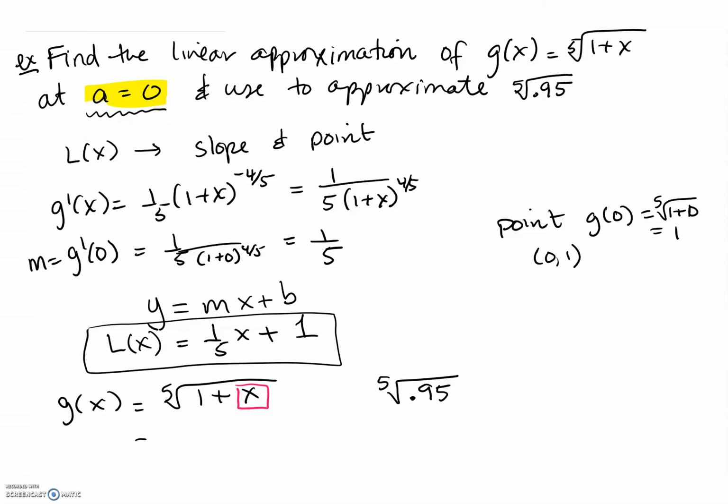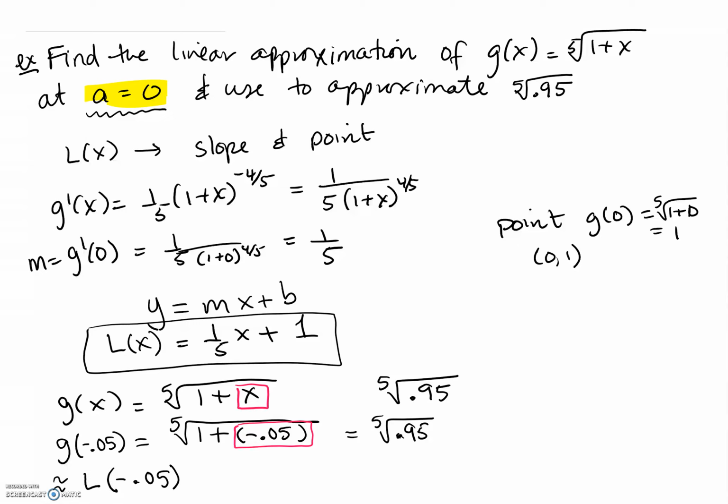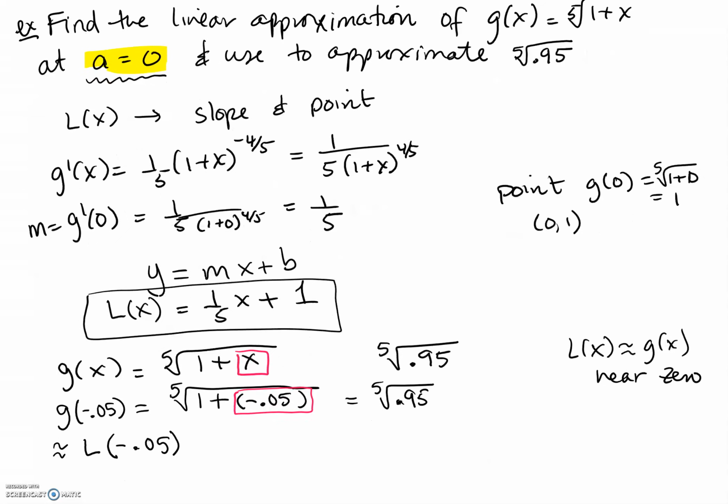I guess to get 0.95, I really am looking at taking away 0.05 to be able to get this fifth root ultimately. So in order to really approximate the fifth root of 0.95, because my linearization was not around 1, it was around 0, I'm really looking at an input of -0.05. So what I'm trying to approximate is really L of -0.05, because remember, L of x is approximately g of x near 0. So what I should really be looking at here is L of -0.05.